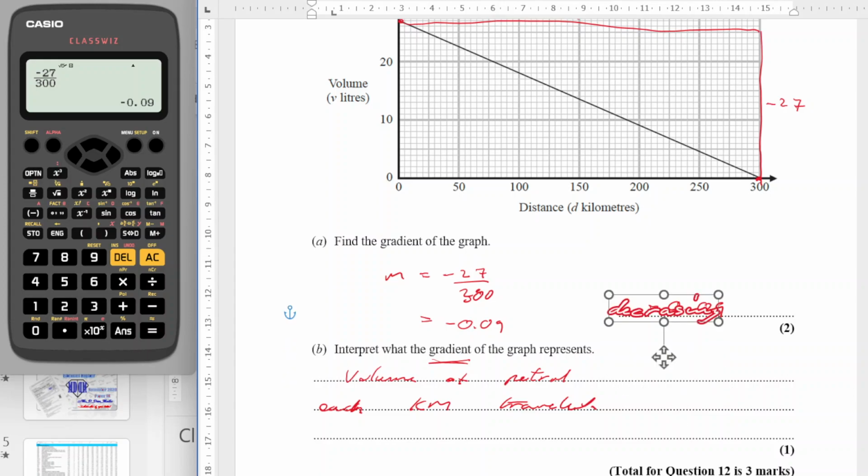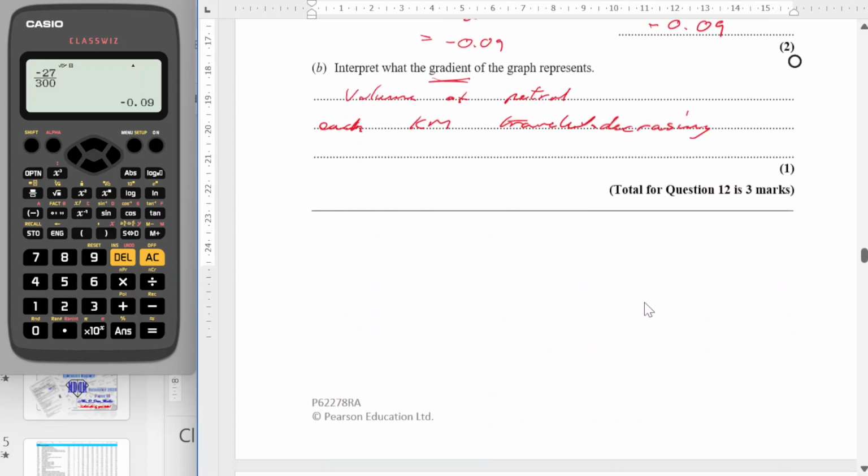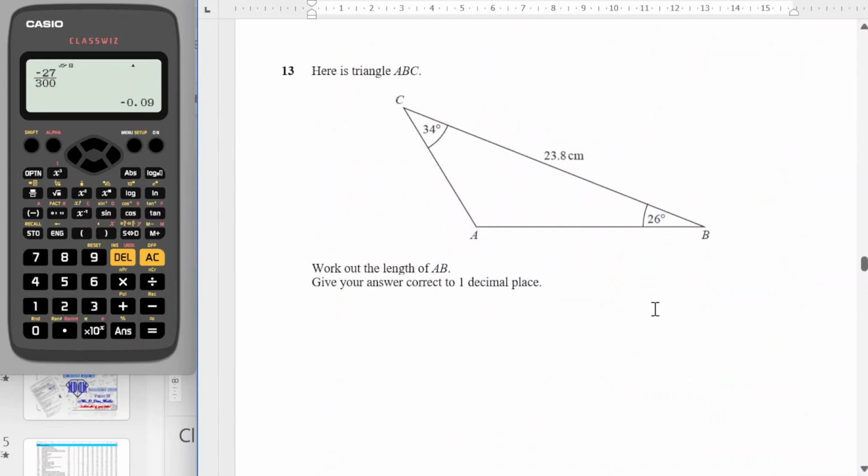Okay, on to question 13 then. Here is a triangle. Work out the length of AB correct to one decimal place. So we want to work out this length here. I'm going to call it X for now. So we're going to be using the sine rule. We've got a non-right angle triangle, and we've got a pattern involving 2 sides and 2 angles, which tells us we're going to be using the sine rule.